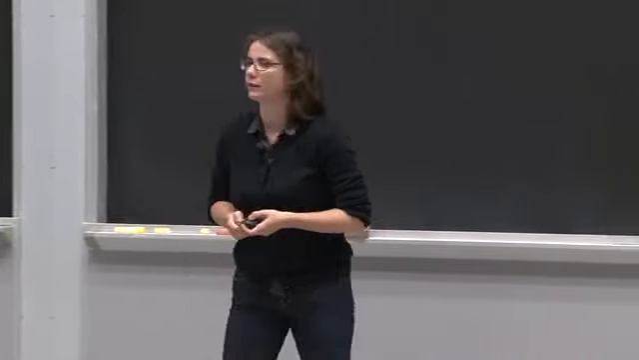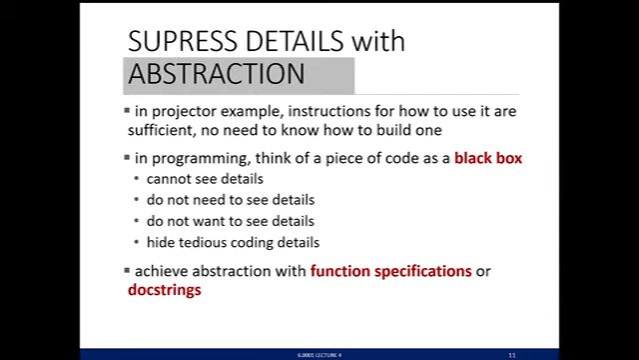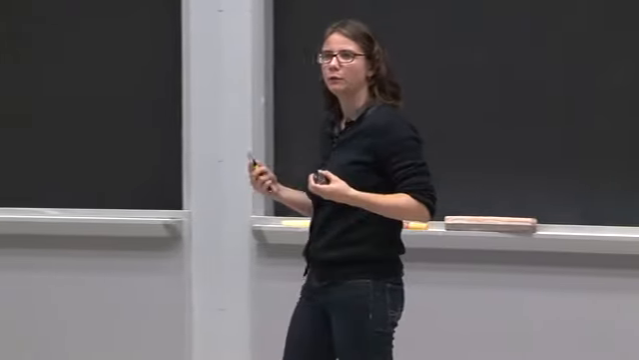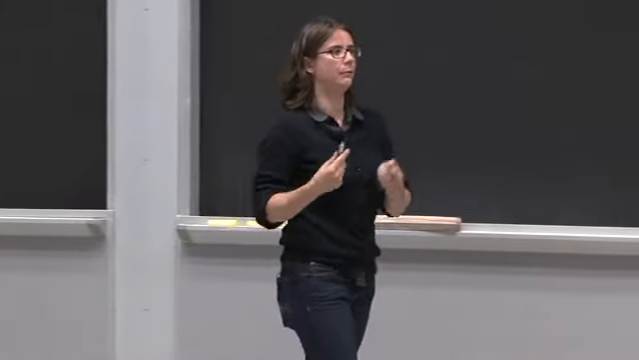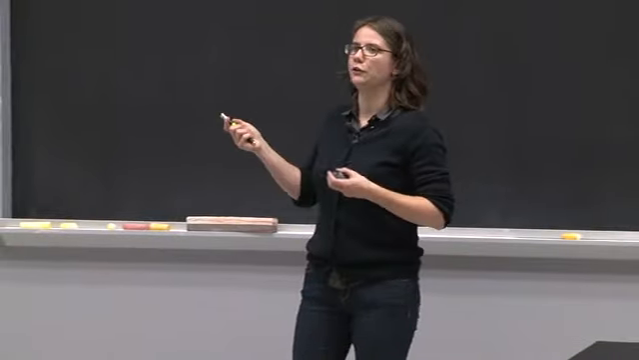So decomposition is creating structure in your code, and abstraction is the idea of suppressing details. In the projector example, remember, abstraction was that you didn't need to know exactly how the projector worked in order to use it, and it's going to be the same idea in programming. Once you write a piece of code that does a little task, you don't need to rewrite that piece of code many times. You've written it once, and you write this thing called a function specification for it, or a doc string. This is a piece of text that tells anyone else who'd want to use it in the future, other people, maybe yourself, how to use this function.